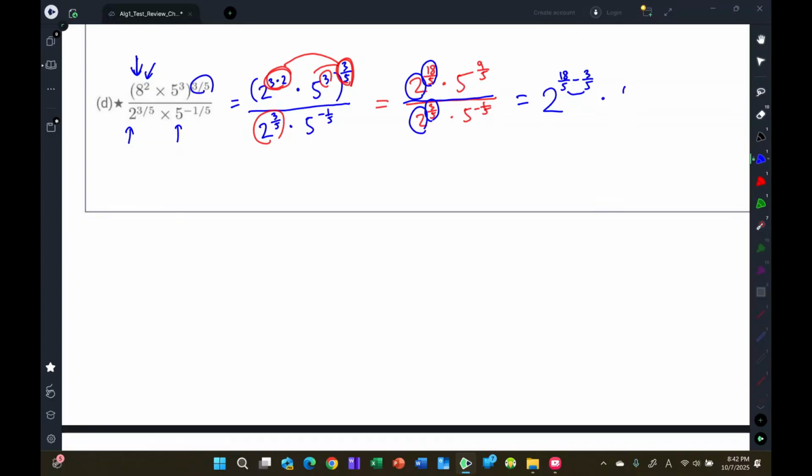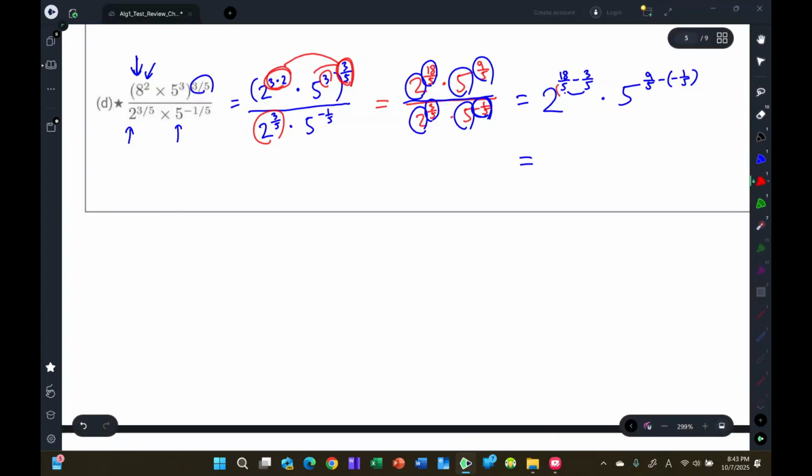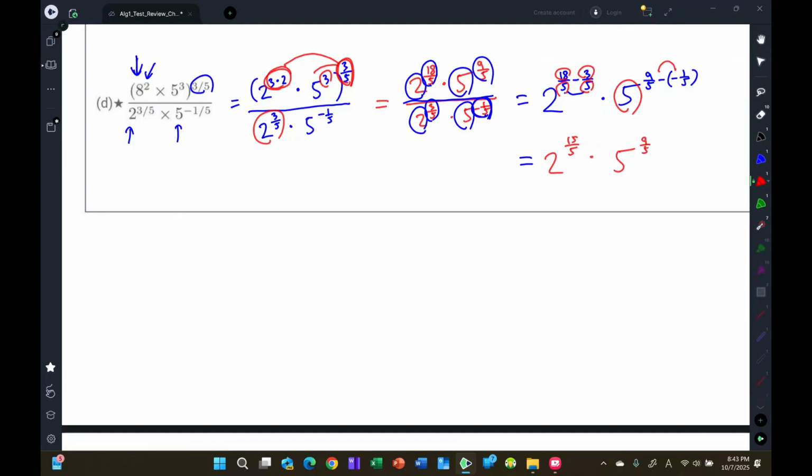And then when you have 5, if you make it a single base, you again have to subtract the exponents. So it'll be 9 over 5 minus, be careful, negative 1 over 5 in the denominator. Now if you try to simplify this, now that I have common denominator 5, I can subtract 18 minus 3, that's 2 to the 15 over 5, times, this base is 5, and you know subtracting a negative number is the same thing as adding, right? So it'll be 9 over 5 plus 1 over 5, right?